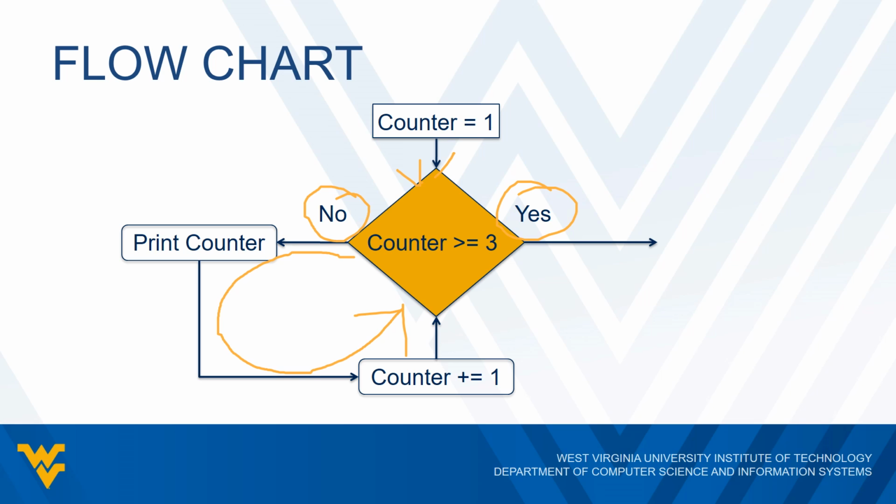So we find that we're going to repeat this 2 times. So we're going to run this when counter is 1, and then we increment it by 1, and then we run this when counter is 2. And then when we increment it to 3, we find that 3 is greater than or equal to 3, so we would exit the loop. So this is going to run 2 times.